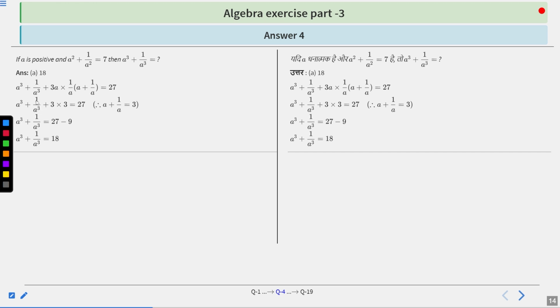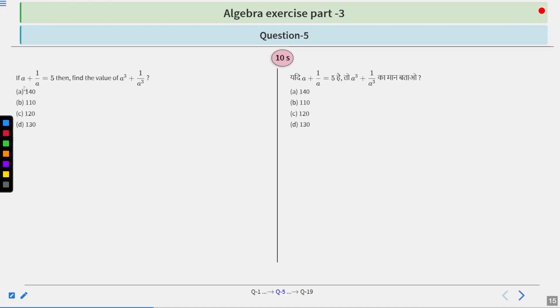Now a cube plus 1 upon a cube plus 3, where a will cancel out a, and a plus 1 upon a is 3. So 3 into 3 is equal to 27. Now a cube plus 1 upon a cube is equal to 27 minus 3 into 3, which is 9. Therefore, a cube plus 1 upon a cube is 27 minus 9, that is 18. Option number A is the correct answer.